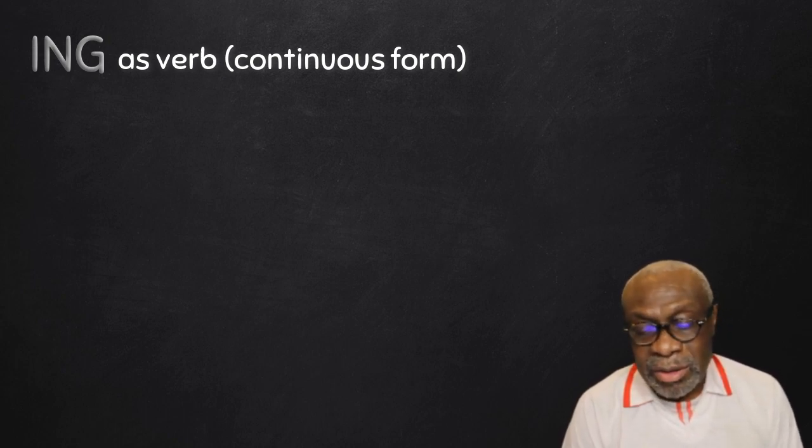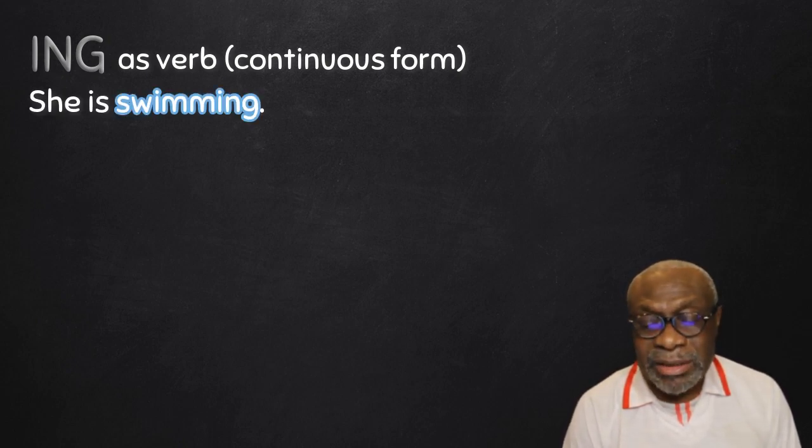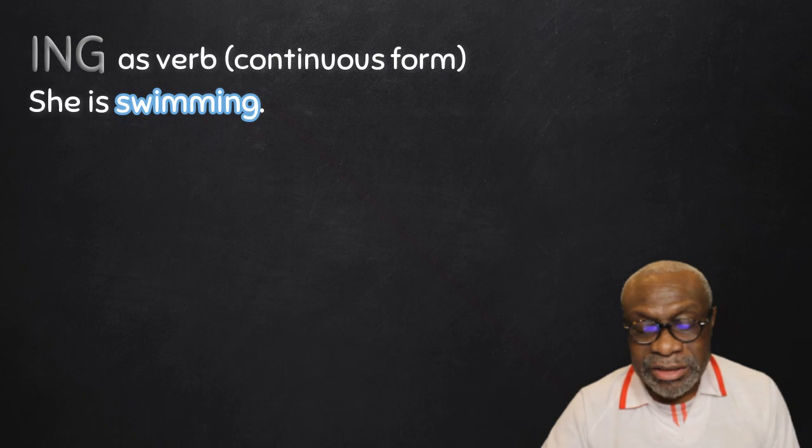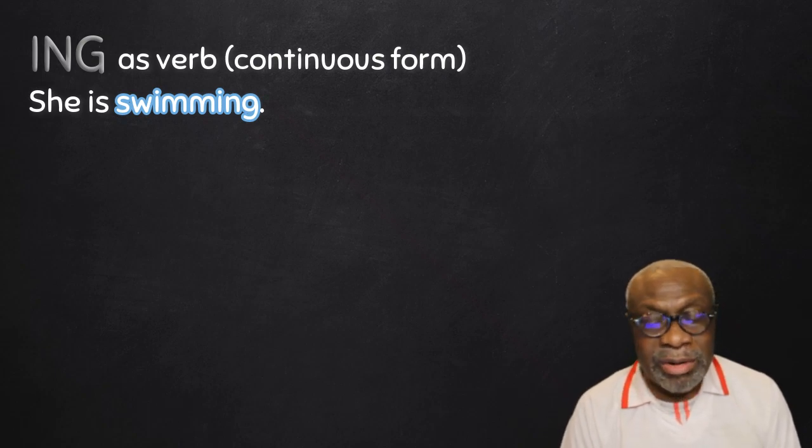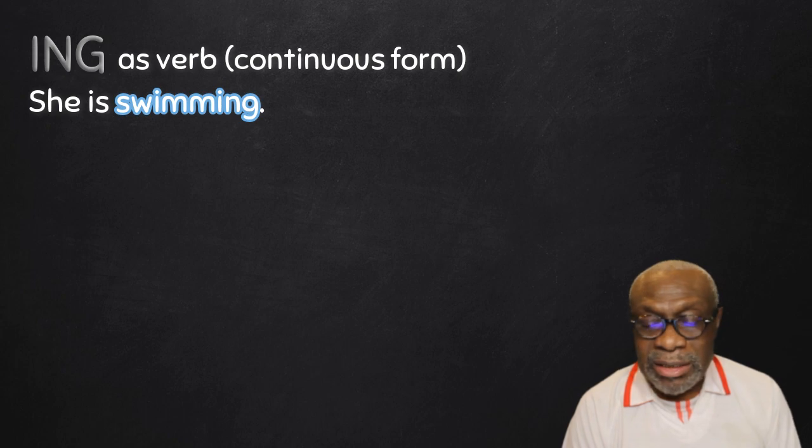Now, yes, of course, when we see a sentence like she is swimming, we know that swimming is part of the verb is swimming, and that is the present continuous form because it is action which is going on. However, the same swimming can appear in two other sentences where it is not a verb.